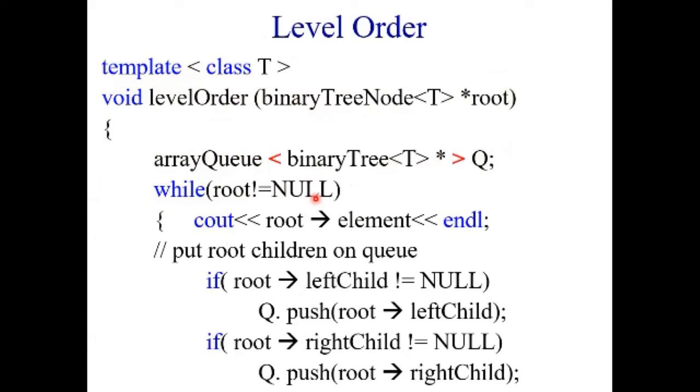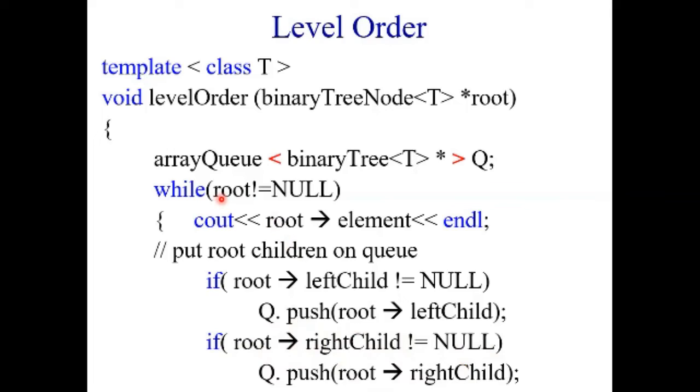While root is not equal to null, what do we do? First we display the element, that is the root's element. Then we put the root's children onto the queue, by placing the addresses of its children onto the array queue. We check whether the root's left child is not equal to null. If so, q.push the root's left child. That is an address, and you're pushing the address into q. Then we check the root's right child. If it is not equal to null, we push that right child address into q.